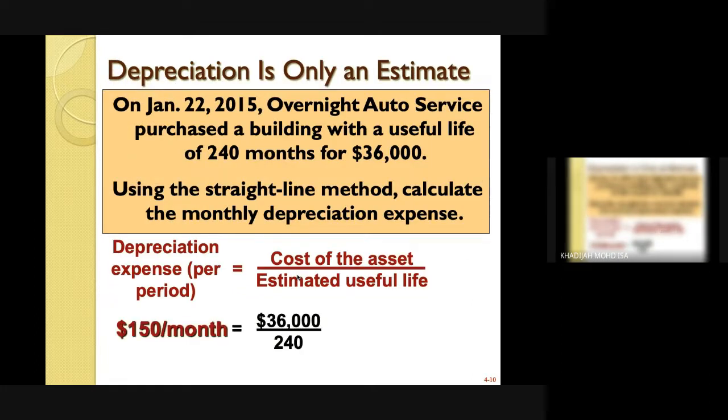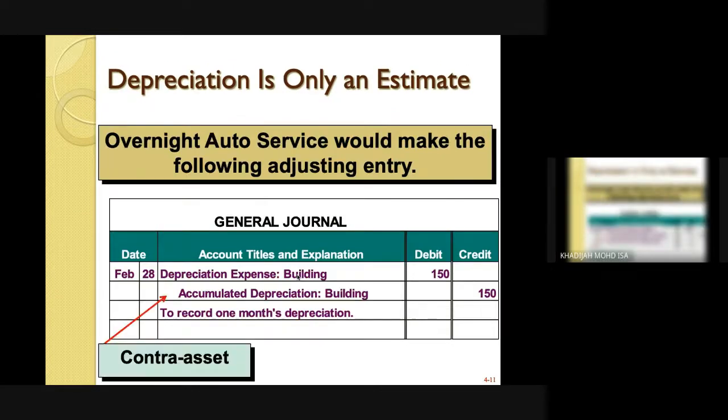So for example, here it's just an estimate: you purchase a building that can be used for 240 months for 36,000. So using the straight line method, you are going to apportion, allocate 36,000 over 240 months. So that is 150 per month depreciation. So you're talking about 150 per month. Then if you're talking about per year, multiply by 12. Right, so depreciation is an expense.